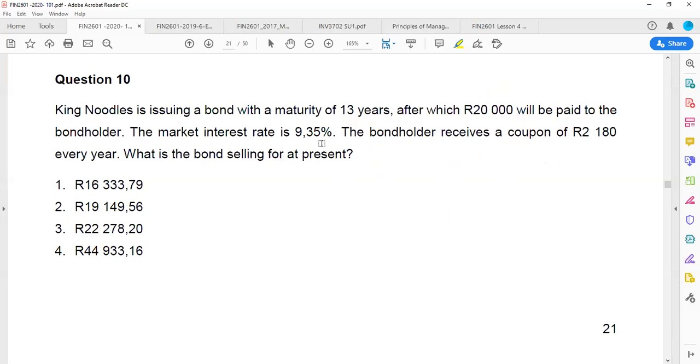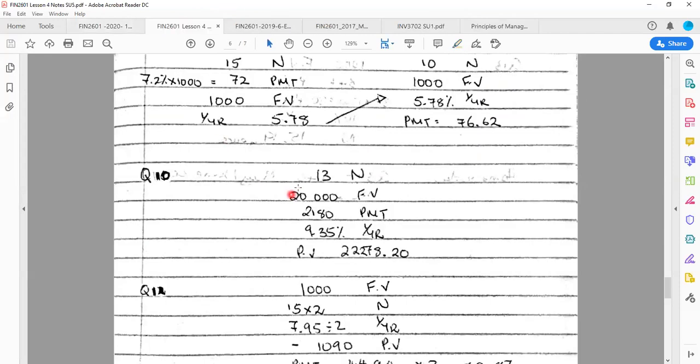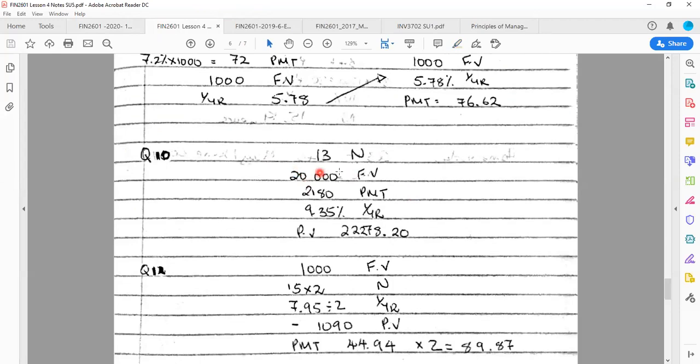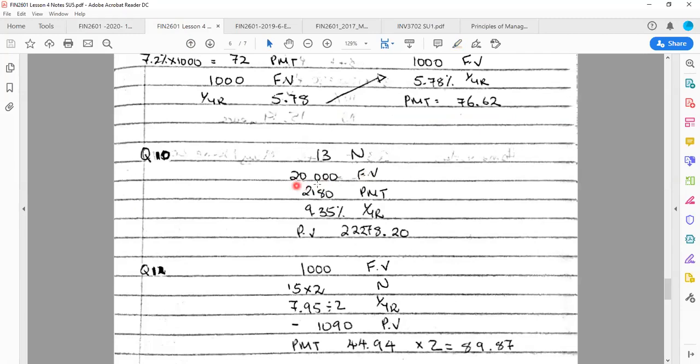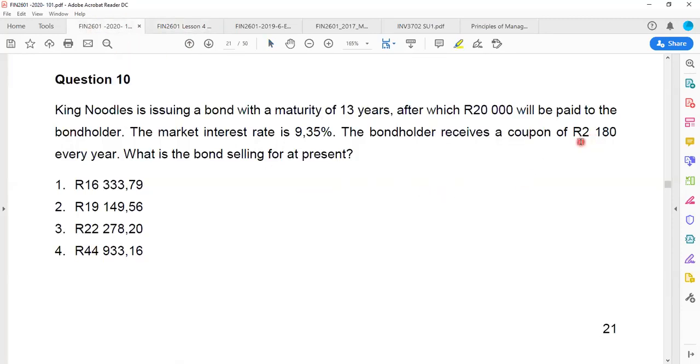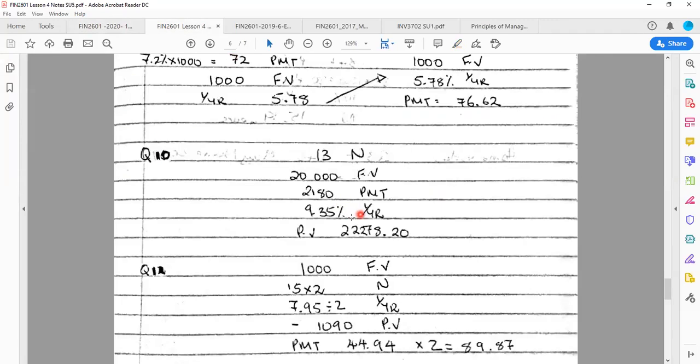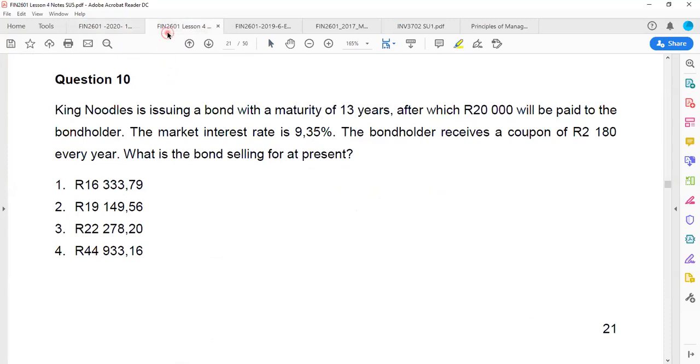Okay, so hopefully you got the answer there, right? You were supposed to take 13 as your N. You input that into the calculator. The bondholder, that's the investor, will be paid 20,000 Rand after 13 years. That's the par value. The PMT is 2,180. That's the coupon payment every year. The interest rate, that's the yield to maturity, is 9.35%.